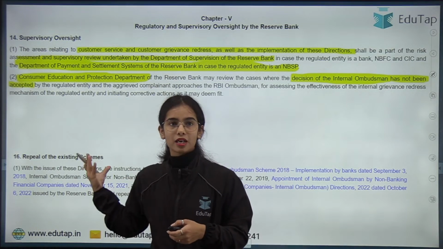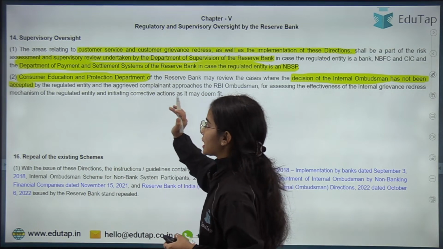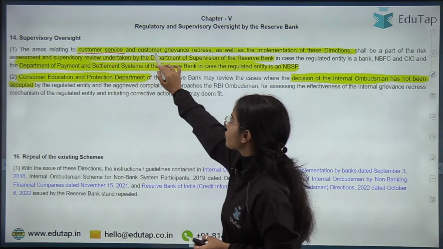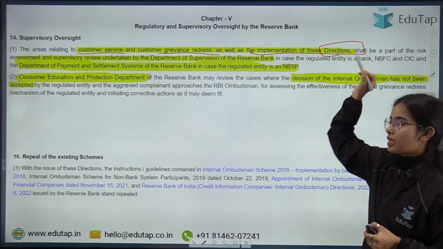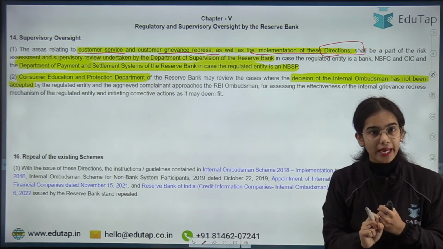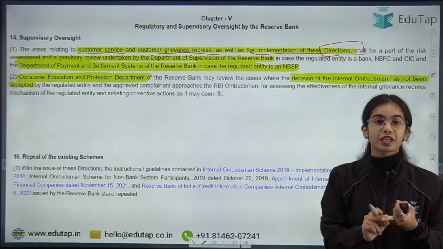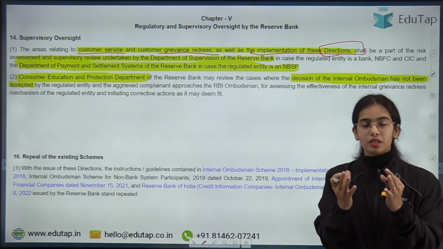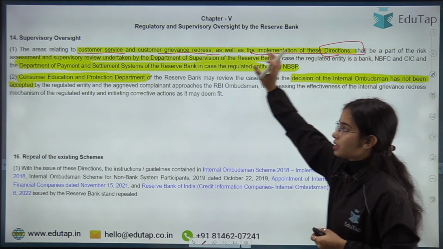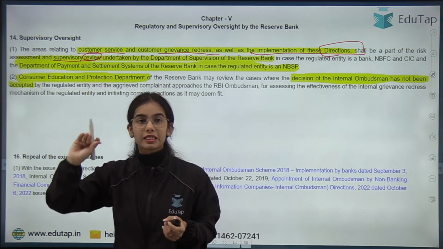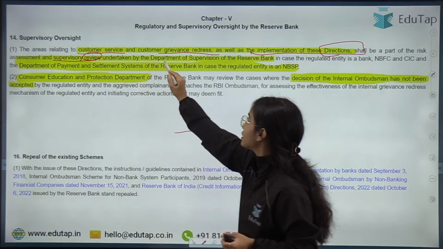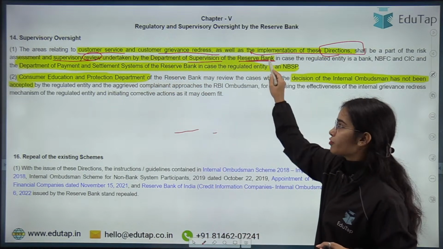We are at the last of the session. So, supervisory oversight. Areas relating to customer service and customer grievance redressal, as well as implementation of these directions. Regulated entities are implementing the directions. Are they looking after the customer grievance or not? So there is the risk assessment and the supervisory review that is being done by the Department of Supervision of the Reserve Bank of India.